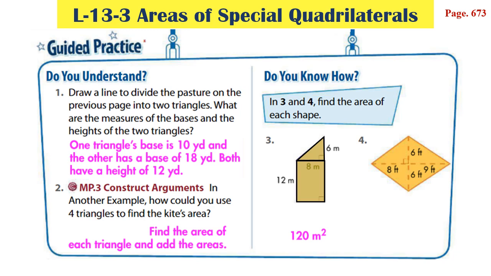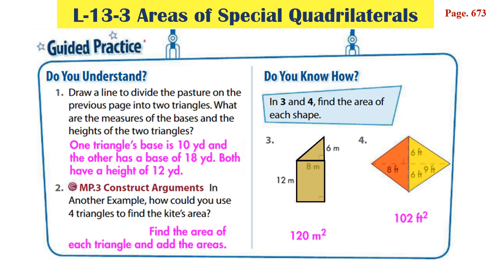Very good. Square feet. How did you get the answer? Excellent. Use the formula to find the area of triangles. Decompose the shape into 2 triangles. Triangle 1: base 6 plus 6 or 12 feet, height 9 feet. Triangle 2: base 12 feet, height 8 feet.